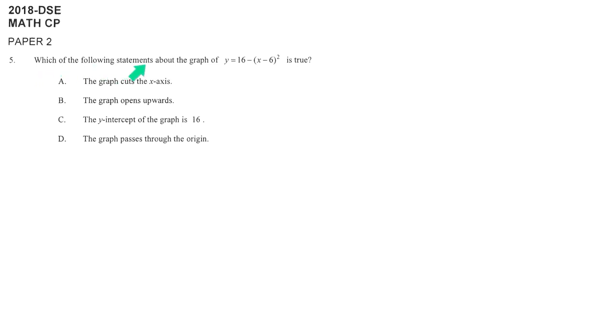Which of the following statements about the graph is true? To be honest, this is a relatively fundamental question, but many students do not have a very strong experience when they sketch the graph of a quadratic function. y is equal to 16 minus (x minus 6) squared.